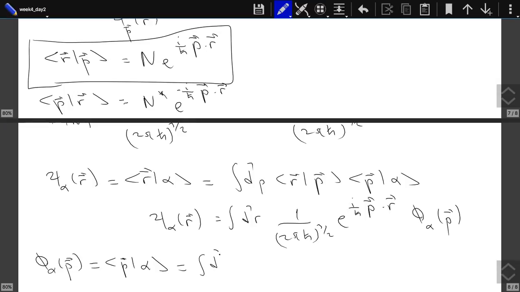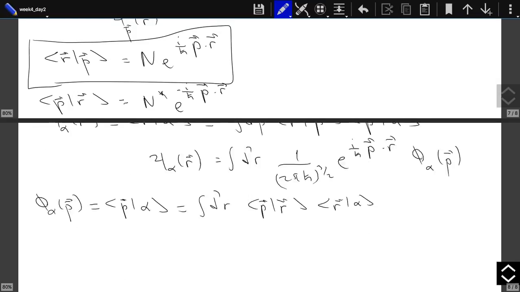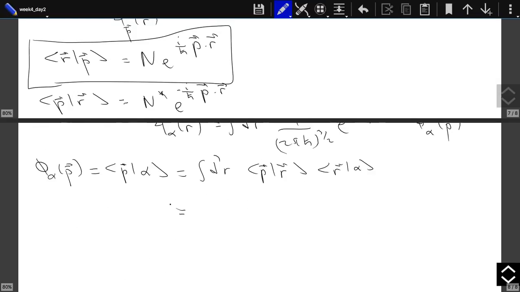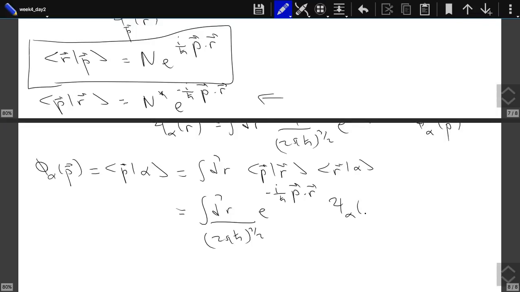This is equal to the integral d cubed r of the inner product of p with r times the inner product of r with alpha. If you just use this matrix element over here, we had already evaluated it. It is the integral d cubed r of e to the power minus i over h bar p dot r, divided by (2 pi h bar) to the power 3 halves, times psi alpha of r.